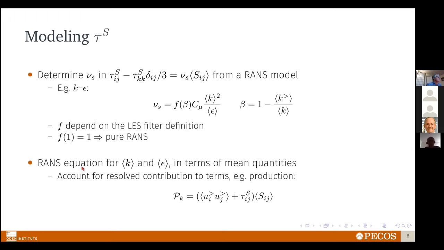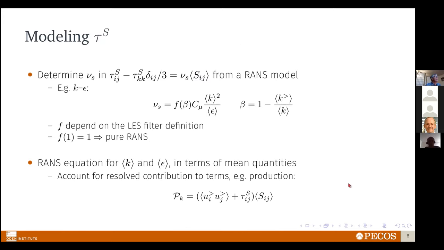So we then need the k and epsilon, and essentially we can go ahead and formulate the equation for the mean k and mean epsilon in terms of mean quantities, the standard RANS-type formulation. We're only using it to allow us to represent the part of the Reynolds stress that's not resolved. And in doing that, we would account for resolved quantities in the contribution. So for example, the production, which of course is the mean strain rate contracted with the Reynolds stress, would have these two terms, a resolved part of the Reynolds stress and the model. And that can push through to all the other terms. That is actually quite useful, and we can do that.